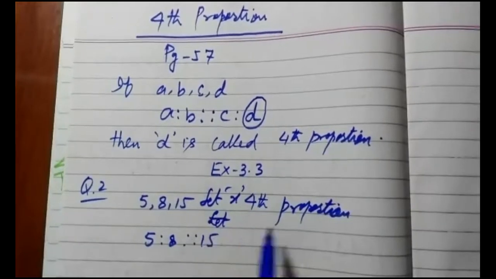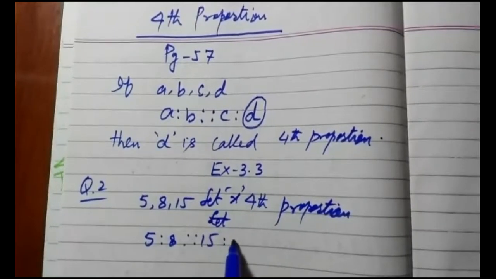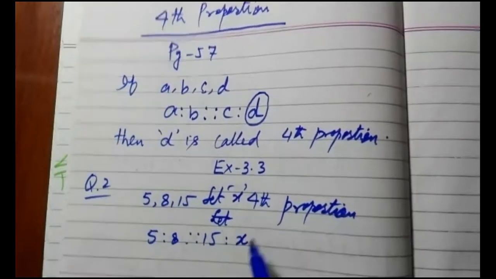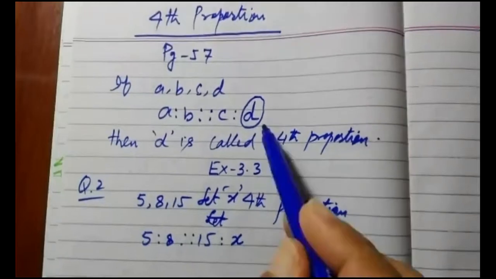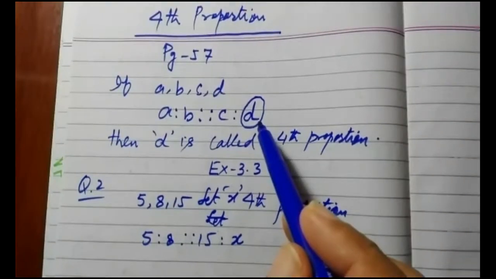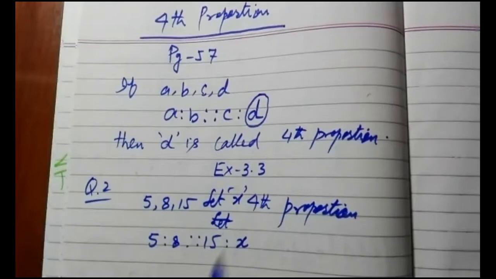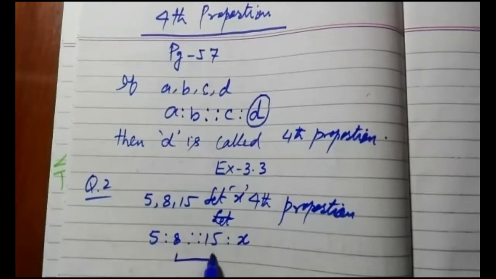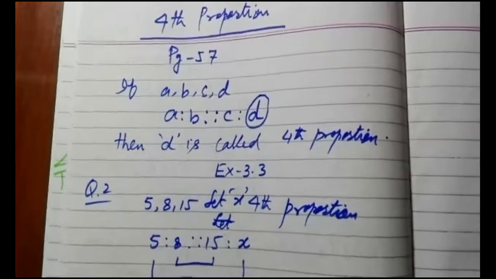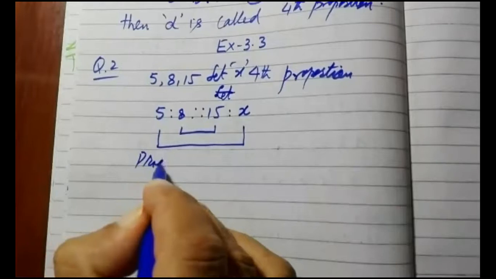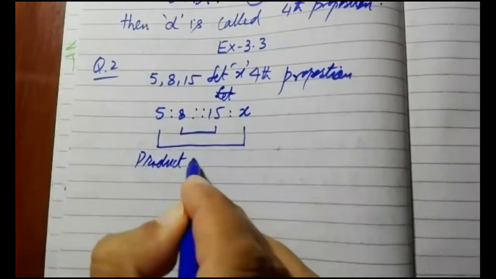Because we don't know the fourth proportion, in place of the fourth proportion you will write x. So this position is for the fourth proportion according to the definition, like D was the fourth proportion. Similarly, I will assume that x is the fourth proportion, and then you will simply solve it for x, as we have done yesterday many times. Product of means is equal to product of extremes.